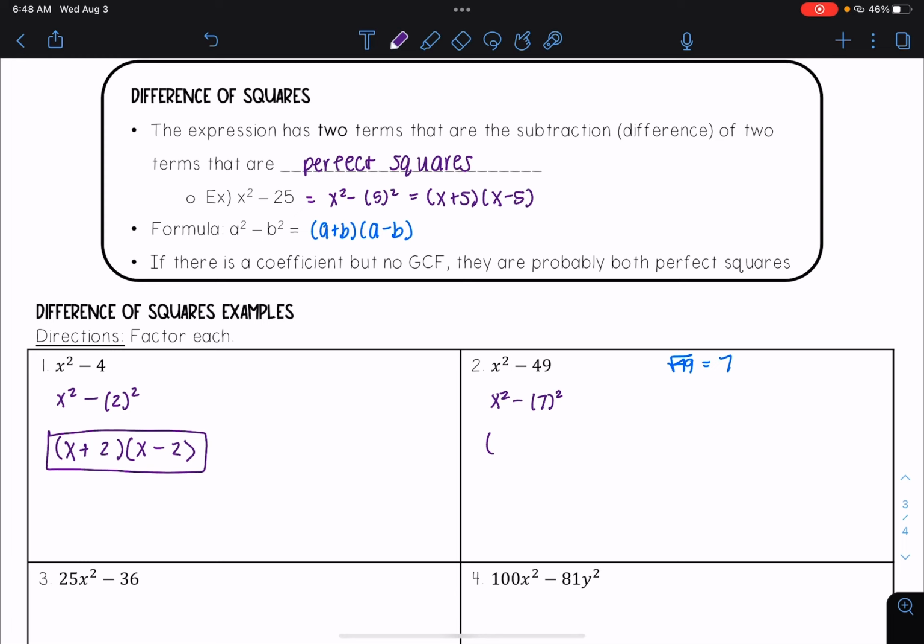Okay, and then from here, I'm going to have my factored form. So I have x, 7, x, 7, and then one's going to be plus, and the other's going to be minus.